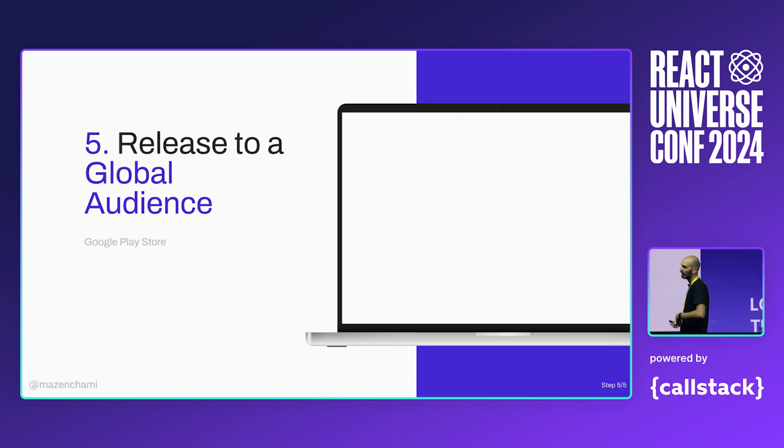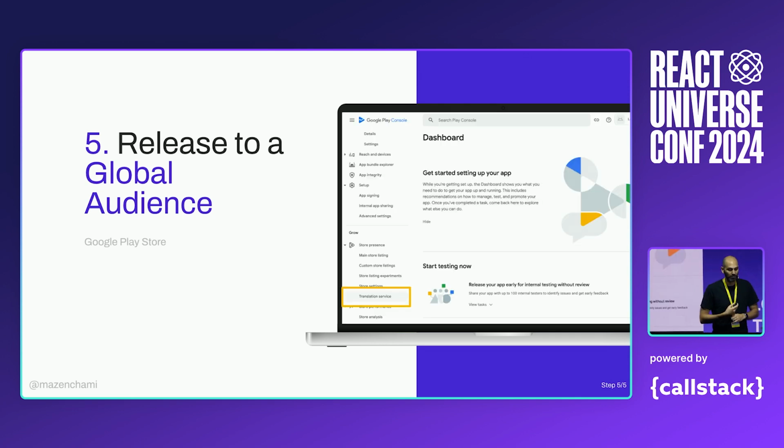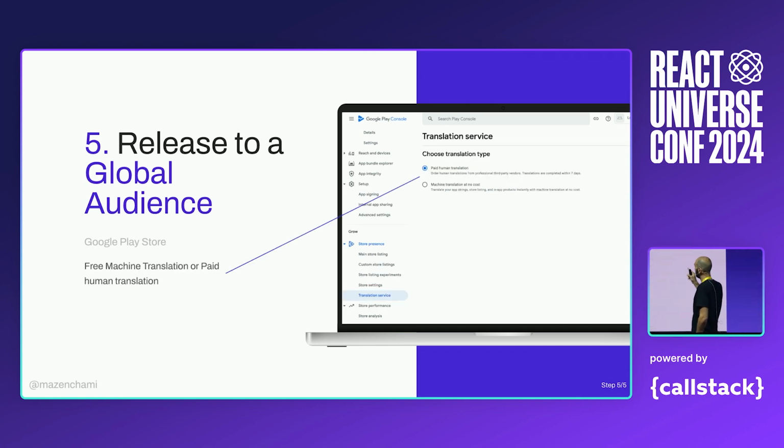Let's get it on the Google Play Store and the Apple App Store. And what do we need to do within these steps? Well, in the Google Play Store, if you go down to the translation service section, Google gives you 2 options. First one is paid human translations. They outsource it to a third-party vendor, promise you it'll be back within 7 days, and then charge you 7 cents US dollars per word.